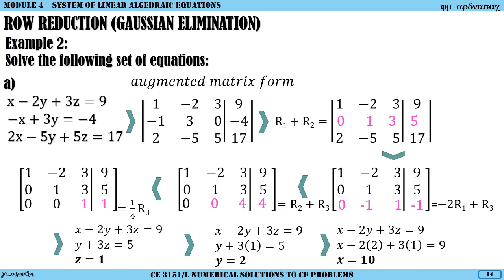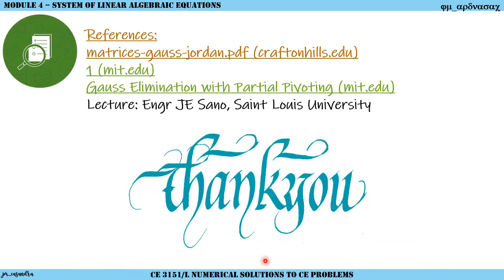So we have already solved our values for each of the unknown variables x, y, and z through our Gaussian elimination. So that's it for the first method of row reduction for systems of linear algebraic equations.